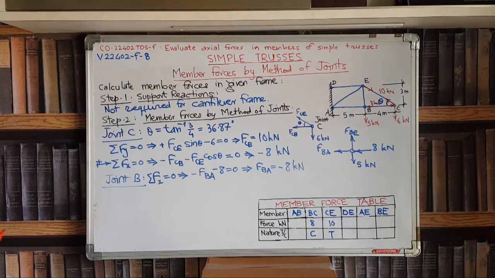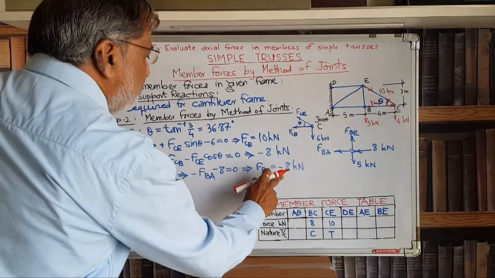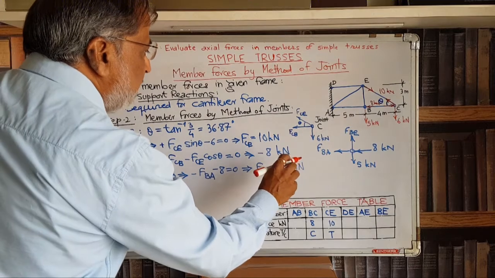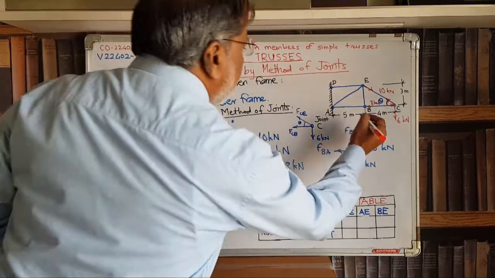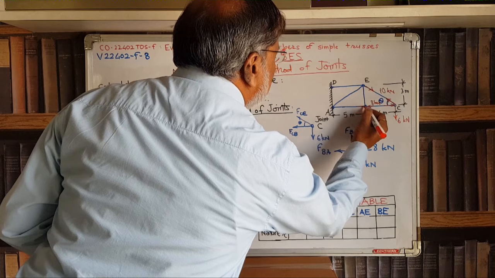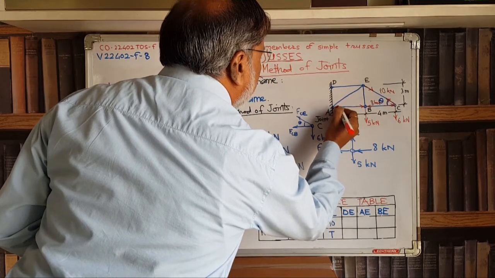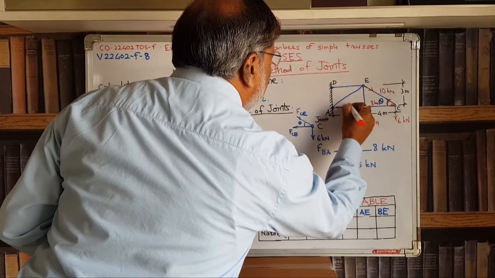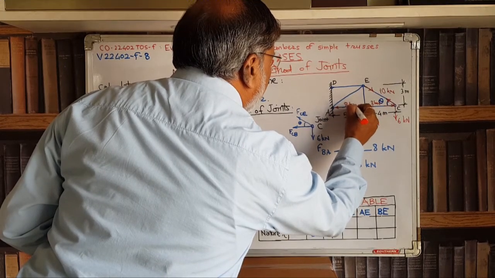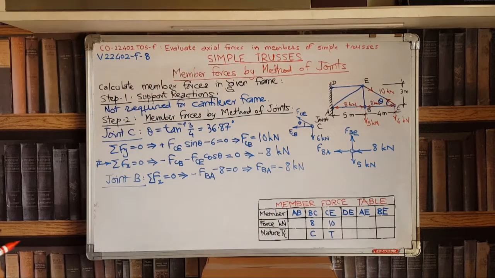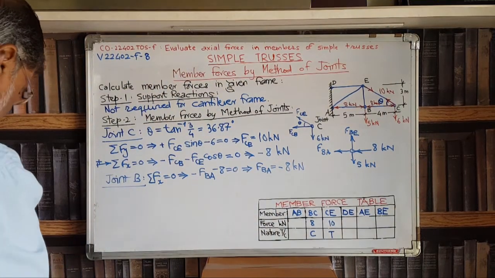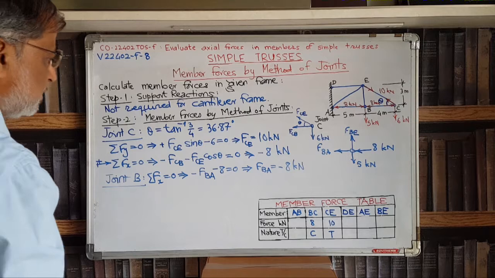Meaning of the minus sign is that the arrow tip is wrong. It should be towards the joint. So if we draw it here, it will be towards the joint, and this will also be again towards the joint, and this will be 8 kilonewton. So this is the answer for the first joint, first member.